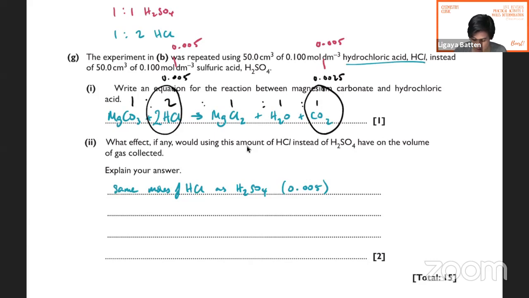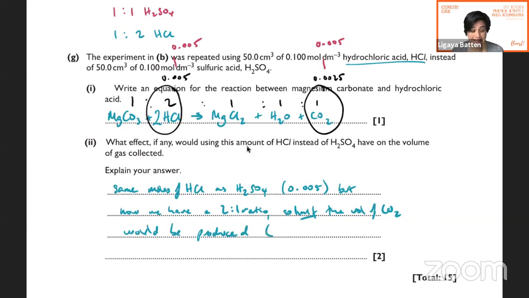So the same number of moles of HCl as H2SO4, but now we have a 2-to-1 ratio, so half the volume of CO2 would be produced. So if you wanted to put a value to this, that might give you extra marks. We expected 120 centimeters cubed, so now we'll expect 60 centimeters cubed.